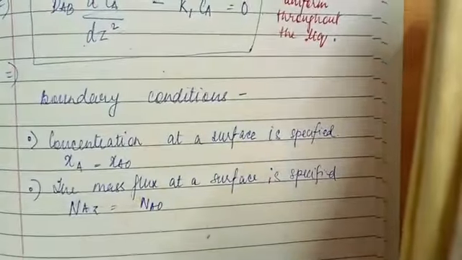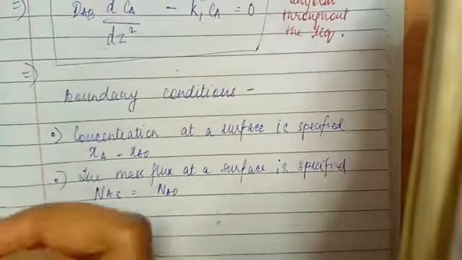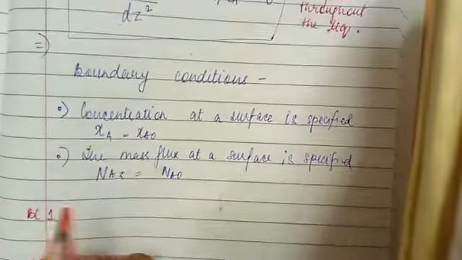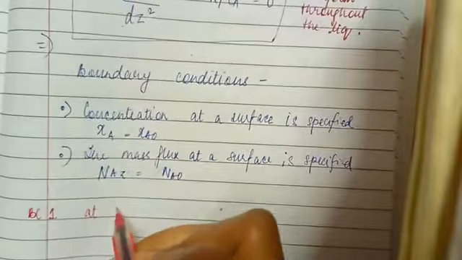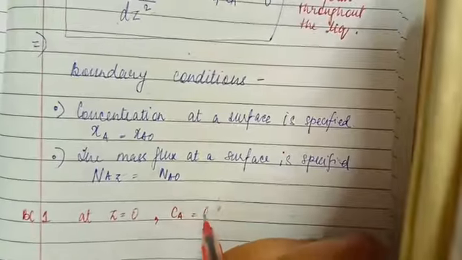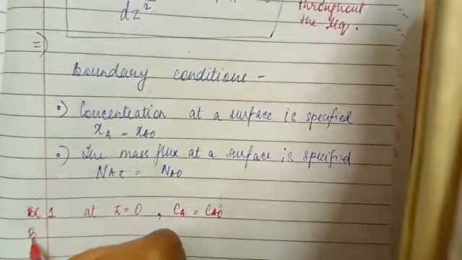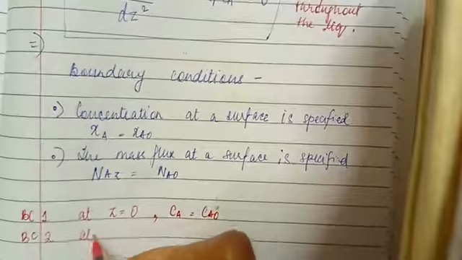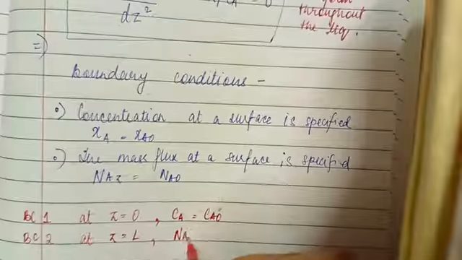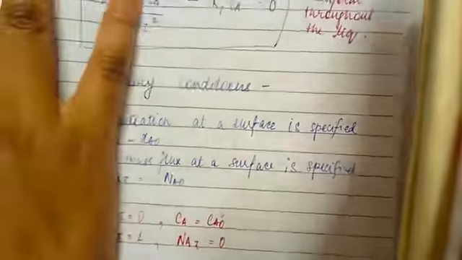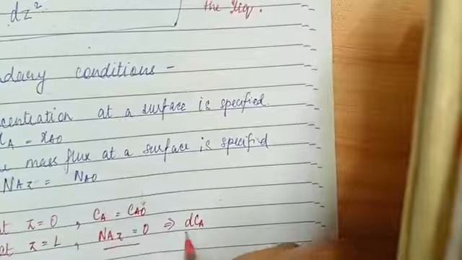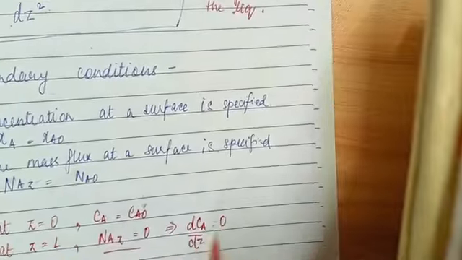So we now write the boundary conditions. Boundary condition 1: at Z is equal to 0, Ca is equal to Ca naught. Boundary condition 2: at Z is equal to L, NAZ is equal to 0. This boundary condition happens because dCA by dZ is equal to 0.